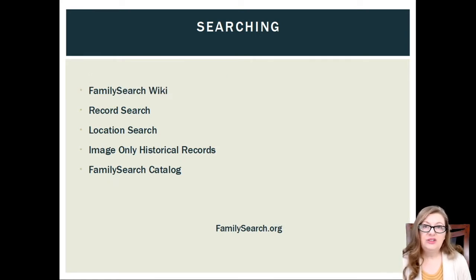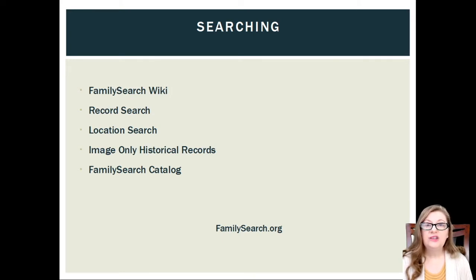As in Ancestry, there's a variety of ways you can search the FamilySearch website. You can do a global record search. You can do a search just by location. You can search using the FamilySearch Wiki, and the FamilySearch Wiki will point you to records not only on FamilySearch, but they will point you to records that are located on other websites, such as Ancestry or Fold3. Fold3 is a military database, or a state library.